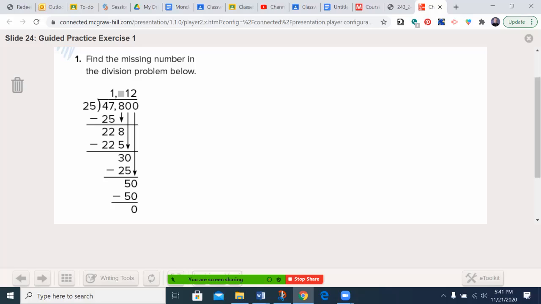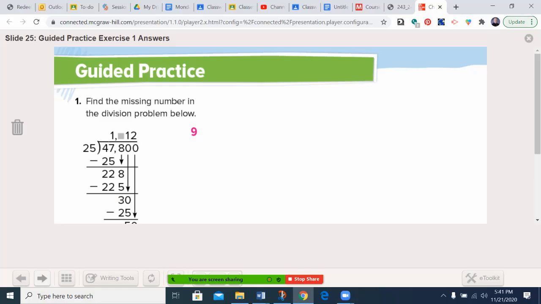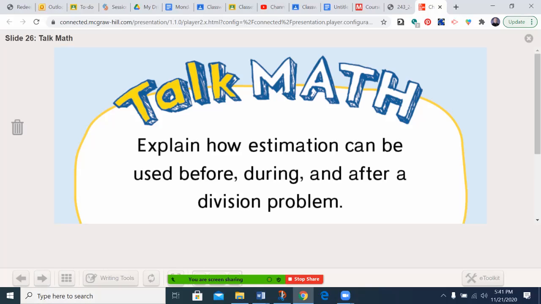All right, let's have you practice one. Sorry, 9. I made a mistake there. I misspoke. It is a 9. How can estimation be used before, during, and after a division problem? I can use it beforehand to choose the correct answer, or at least where it should be. I can use it during to see how many times I want to start out with before having to adjust my quotient. And it can be used after just to check if it was reasonable.